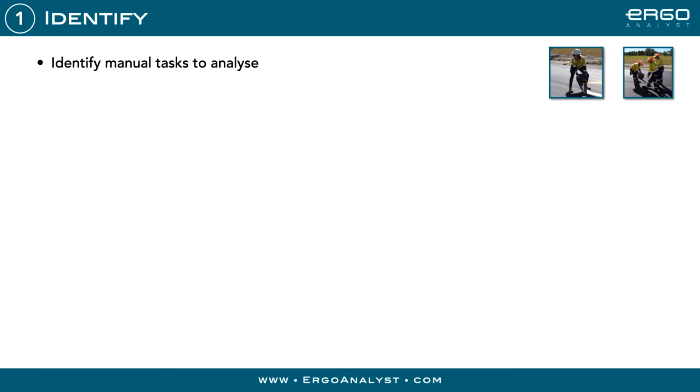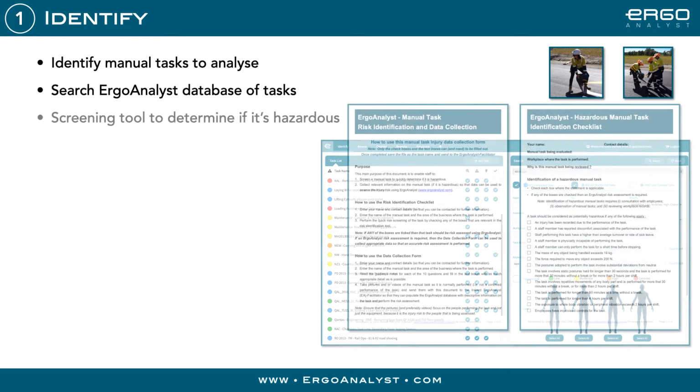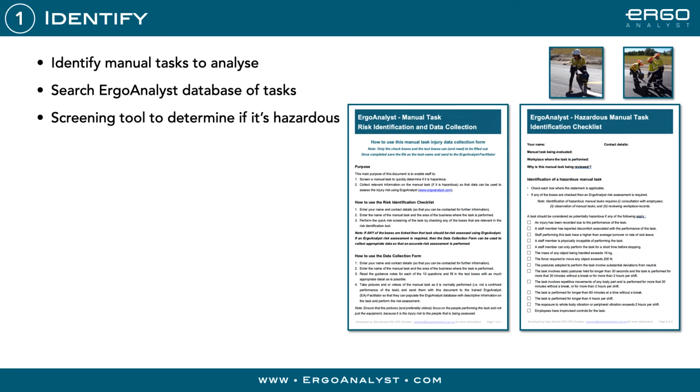Before going any further, one of the first things you should do is search your ErgoAnalyst database of tasks to determine if the task has already been identified or risk assessed anywhere else in the business. If it has, then you can use this previous task, and if not, you can then add it to your task list. If you're not sure if this task is potentially hazardous, you can always use the ErgoAnalyst screening tool, which can also be found in the Members Resources section of the website.